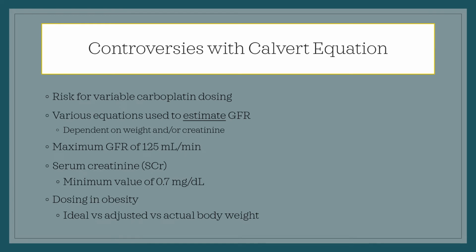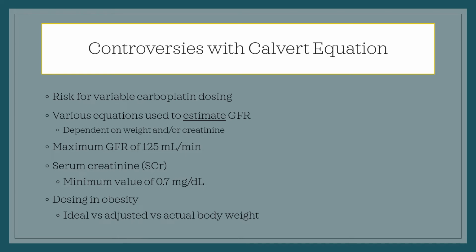And then also serum creatinine is a measurement of a byproduct of muscle metabolism. Oftentimes, patients that have low muscle mass may have a falsely low serum creatinine that may not actually reflect their true renal function. So there has been consideration for using a minimum serum creatinine of 0.7.